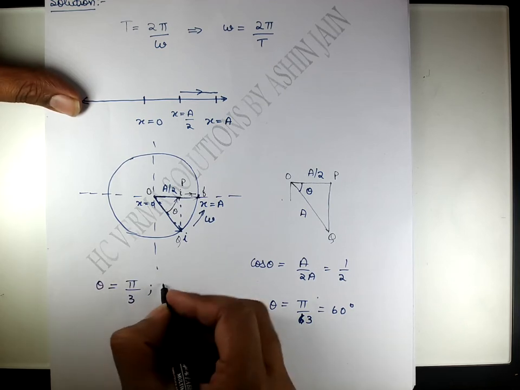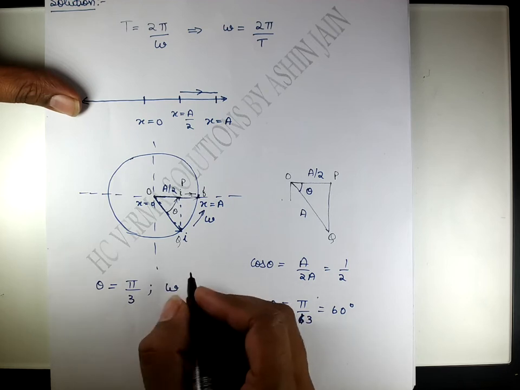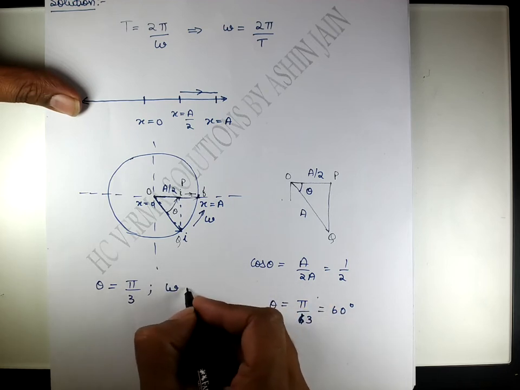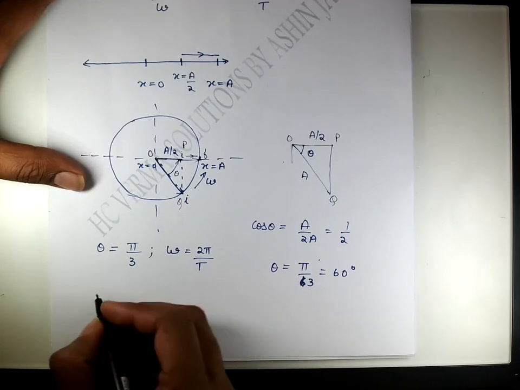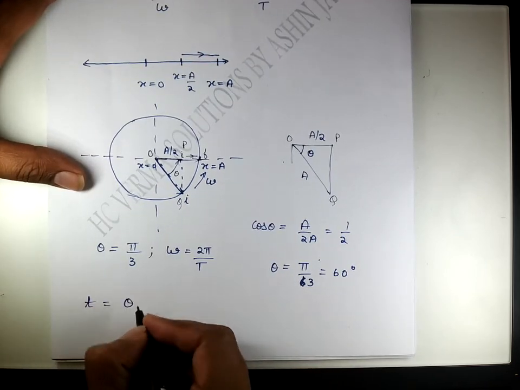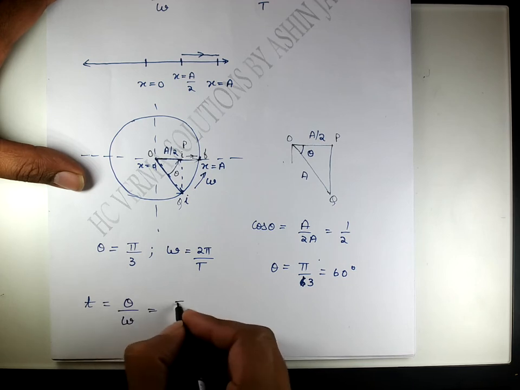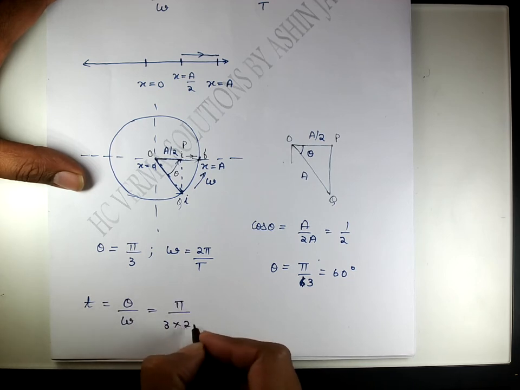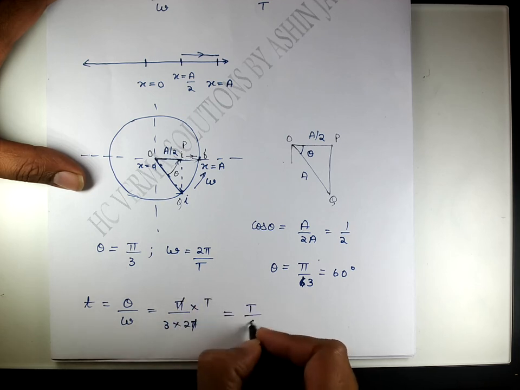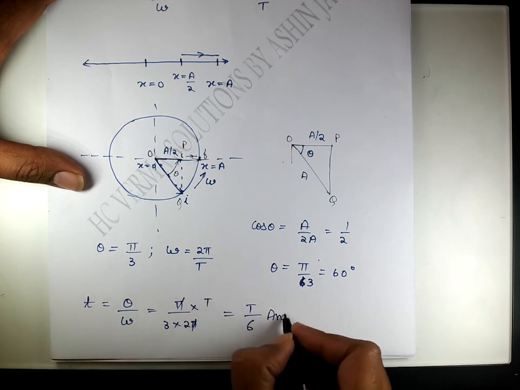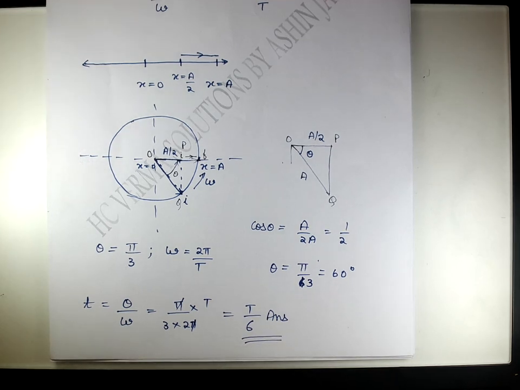Now the particle moves in circular motion with omega. Angular velocity is equal to omega, which as calculated above is 2 pi by time period T. So the time taken would be equal to angle traversed divided by angular speed, or pi by 3 into T by 2 pi, which comes out to be time period by 6 in this particular problem, and that is the final answer to this particular problem.